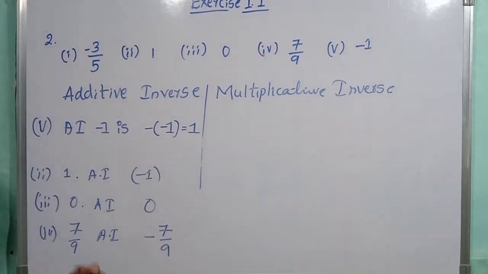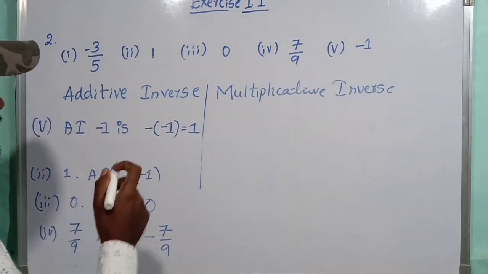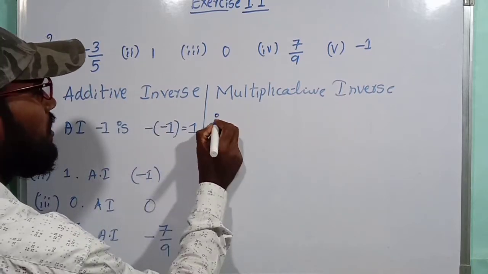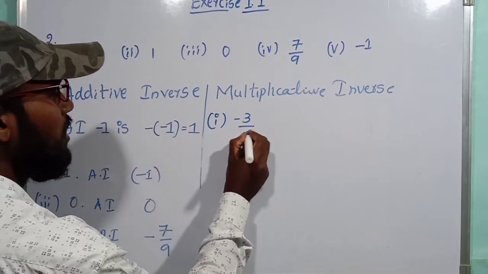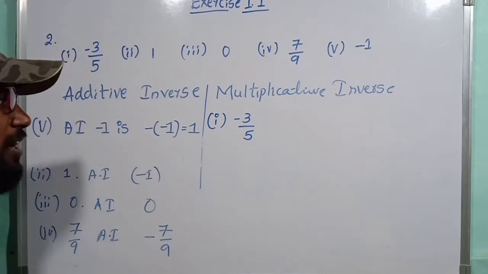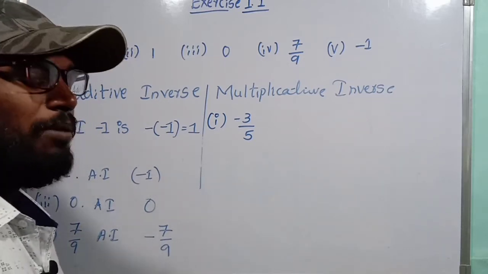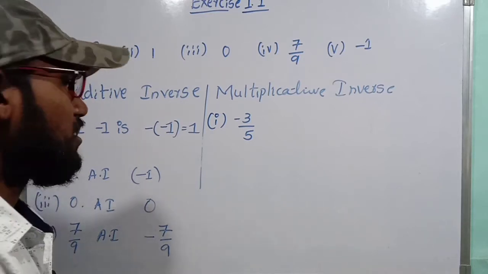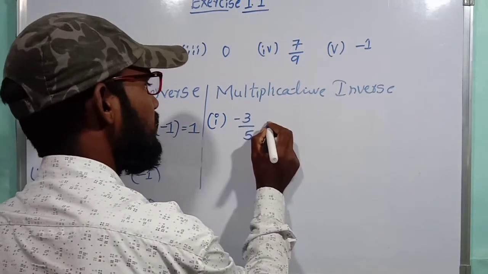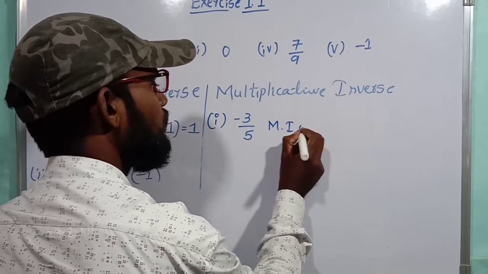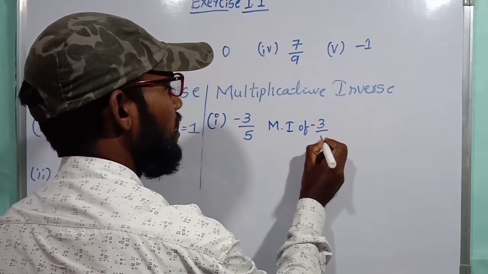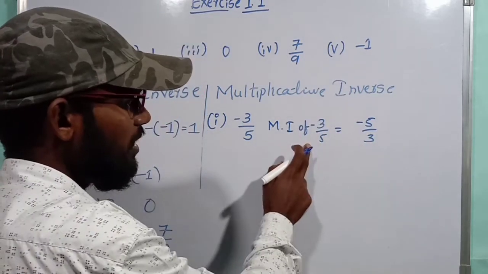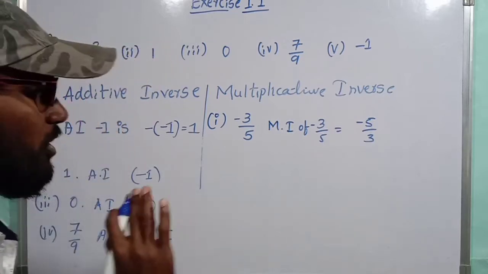Now we are moving to multiplicative inverse. See here, now I am going to write the multiplicative inverse. What is the multiplicative inverse for minus 3 by 5? What is the multiplicative inverse of a? 1 by a. If a by b is given, b by a is our answer. So multiplicative inverse of minus 3 by 5 is minus 5 by 3. This is a by b, I am writing b by a.